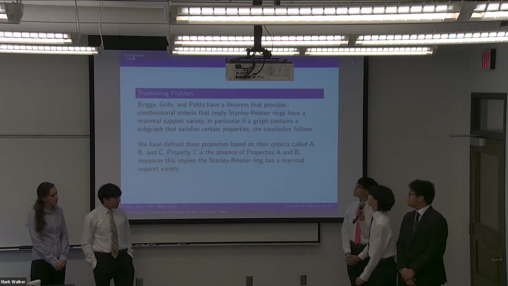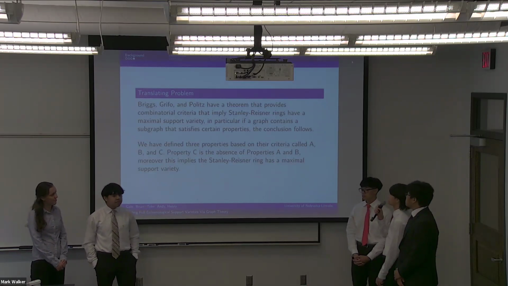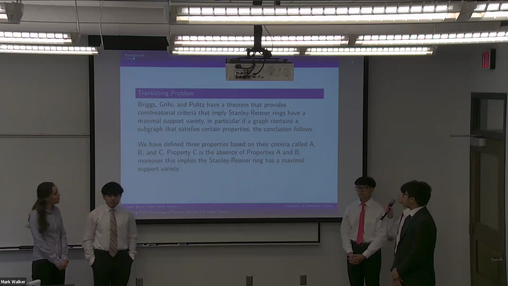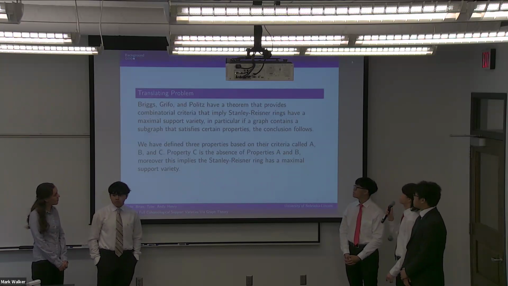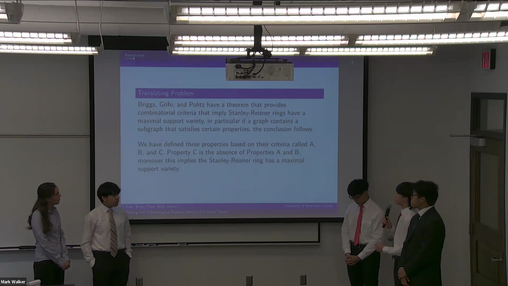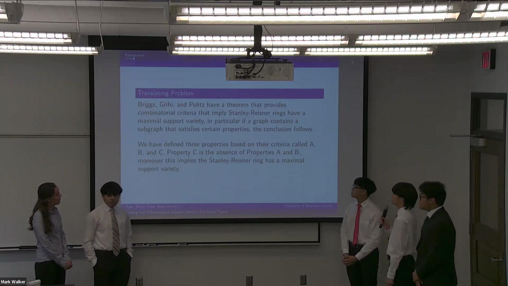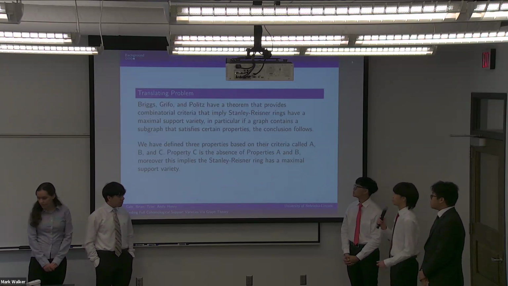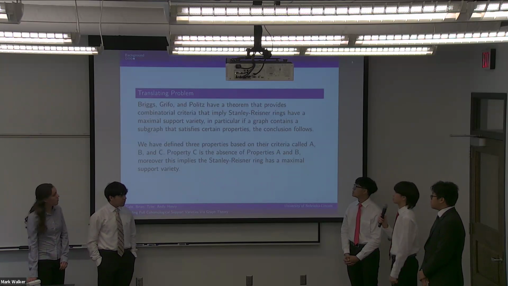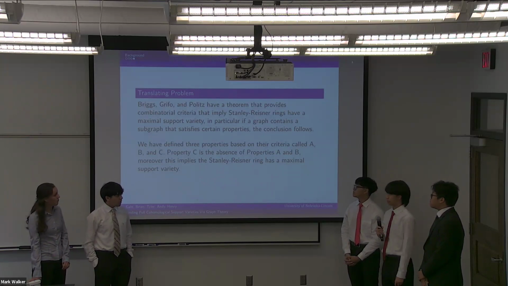So Briggs, Grifo, and Pollitt have a theorem that provides combinatorial criteria that implies Stanley-Reisner rings have a maximal support variety. In particular, if a graph contains a subgraph that satisfies certain properties, the conclusion follows. We have to find 3 properties based on their criteria called A, B, and C. Property C is the absence of properties A and B, and moreover, this implies the Stanley-Reisner ring has a maximal support variety.